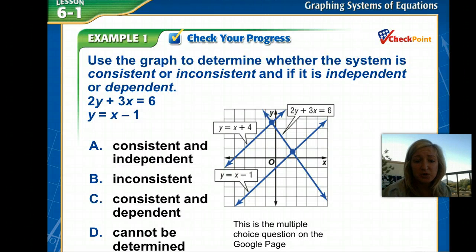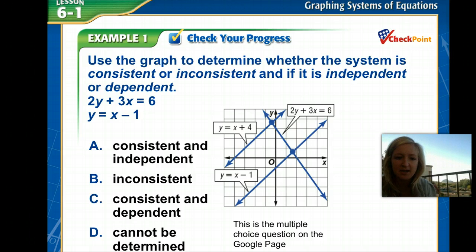So the multiple choice question, I want you to take a look at these two equations. We have 2y plus 3x equals 6, and y equals x minus 1. So take a look at those two lines and tell me if they're consistent and independent, inconsistent, consistent and dependent, or cannot be determined. This is the Google question, multiple choice.